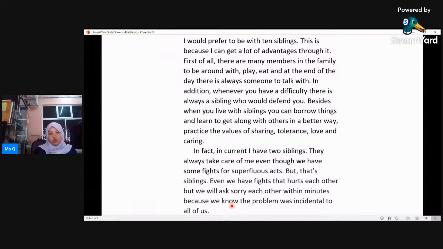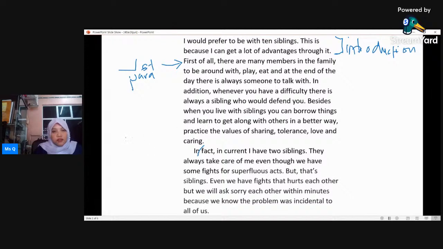So I'm just going to show you. This part of the writing is the introduction, and first of all, this has to be in the first paragraph. After that, first of all, there are many members of the family. In addition, whenever you have difficulty, there was a sibling who would defend you. And then you mentioned besides. This is the second paragraph.